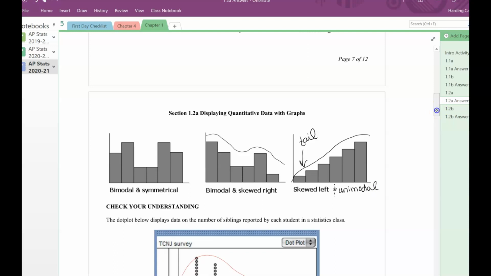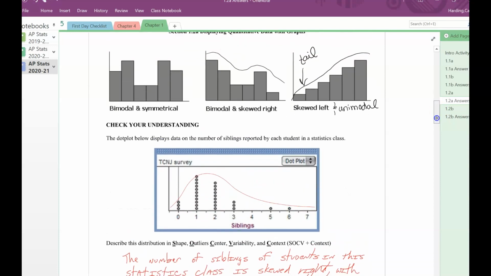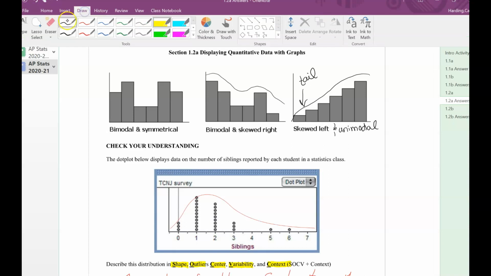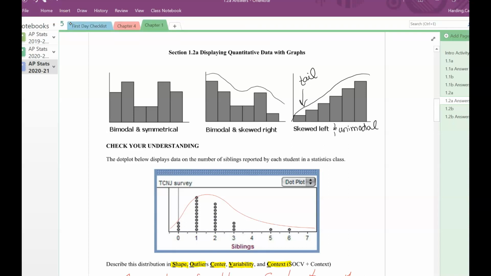Now let's take a look at this dot plot that you have. I'm not going to show you the whole answer just yet. But we're going to go through what you would say about all of these parts of the descriptions for a distribution. Shape, outliers, center, variability, and very, very important is that you're always including context in your answer. So let's start first with the shape. The shape of this appears to be unimodal and skewed to the right.